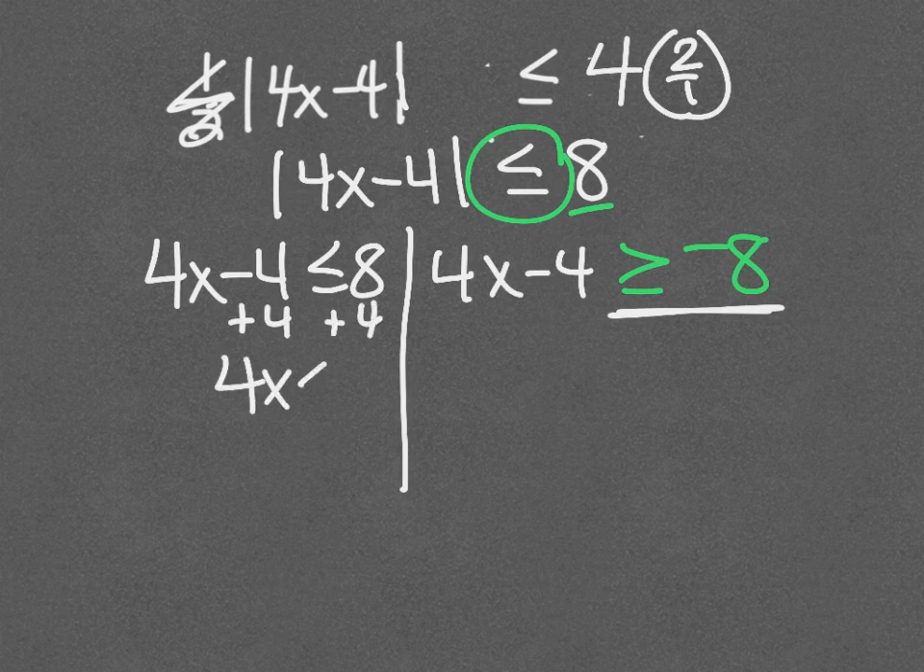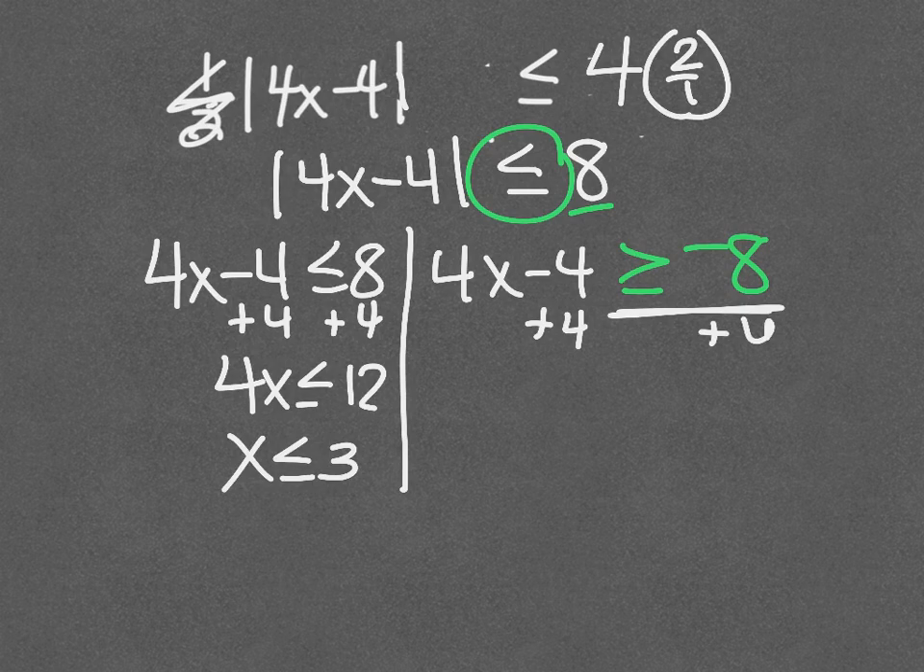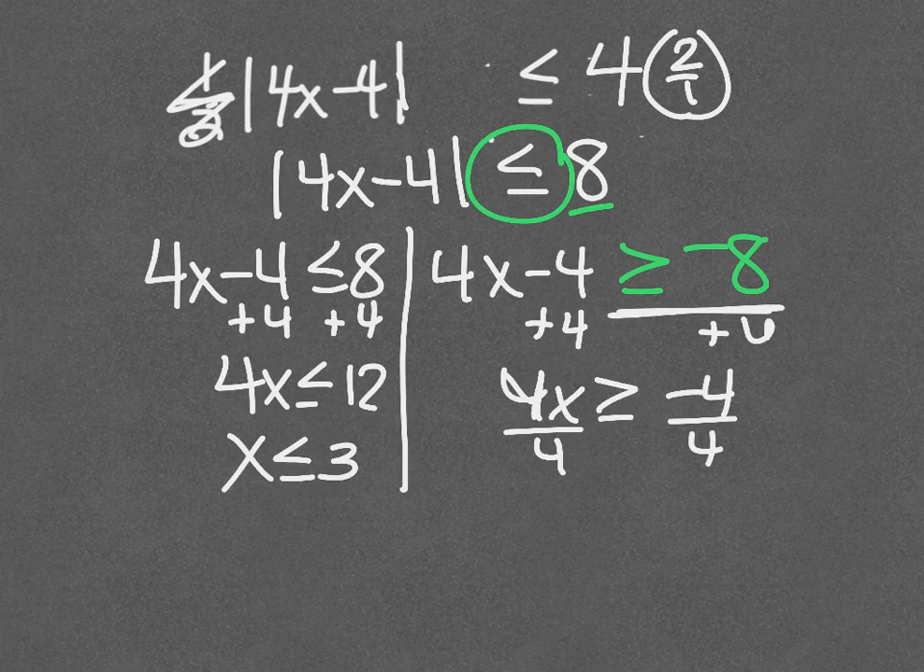So 4x is less than or equal to 12, x is less than or equal to 3. And then on this side, add 4. 4x is greater than or equal to negative 8 plus 4, which is negative 4. Divide by 4. Now that's a negative, but I don't flip it. A lot of you are doing that. It's only if this was negative. Okay? It's only if you're multiplying or dividing your variable. Doesn't mean that anything's new. Okay? So x is greater than or equal to negative 1.